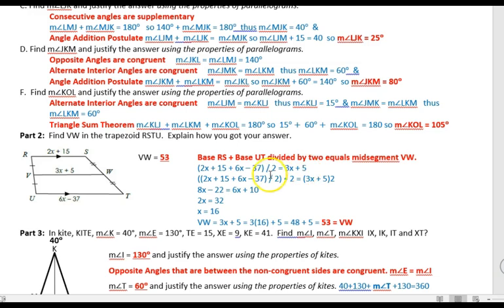I set up that equation. Now, to get rid of dividing by 2, I multiply both sides by 2. That gets rid of the 2 on the left side, and it multiplies everything by 2 on the other side. When we do that, we're going to subtract 6x from 8x, add 22 to 10. Then we're going to divide both sides by 2, and that gives us x is equal to 16. Recall, though, that we have to plug that 16 back into this equation right here to get the length of our midsegment. So we did 3 times 16 plus 5. That's 48 plus 5, which is 53.